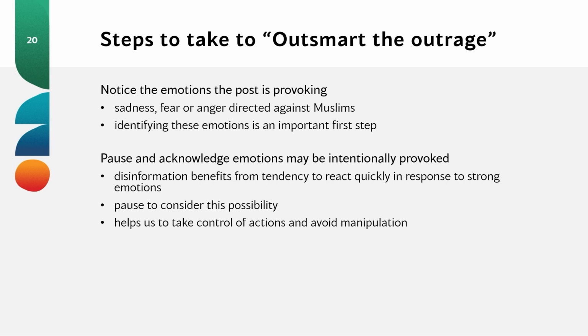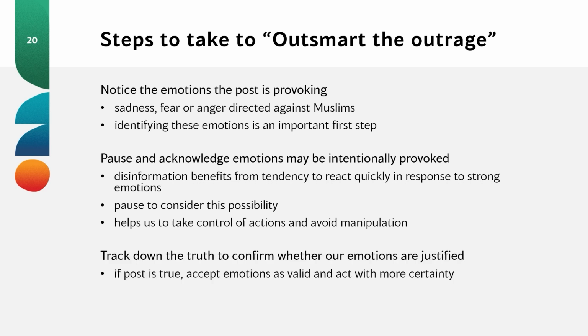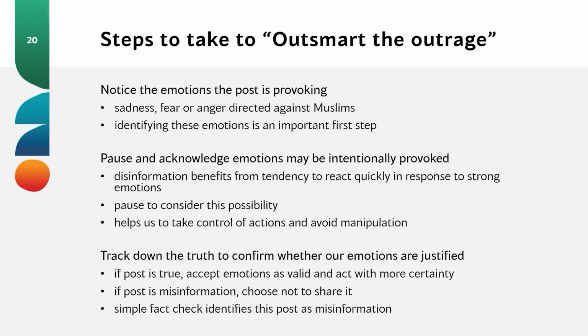Once we've acknowledged this possibility, it should become possible to put our emotions aside while we track down the truth. If the post turns out to be true, we can accept those emotions as valid and take action with more control or certainty. But if we discover that the post is misinformation, we can choose to not share the post. In doing so, we prevent the harm that those targeted by the post may experience. In the case of this post, a simple fact check will prove that the post is misinformation.